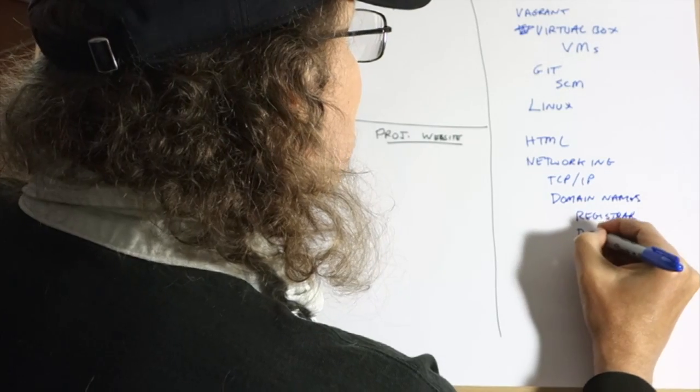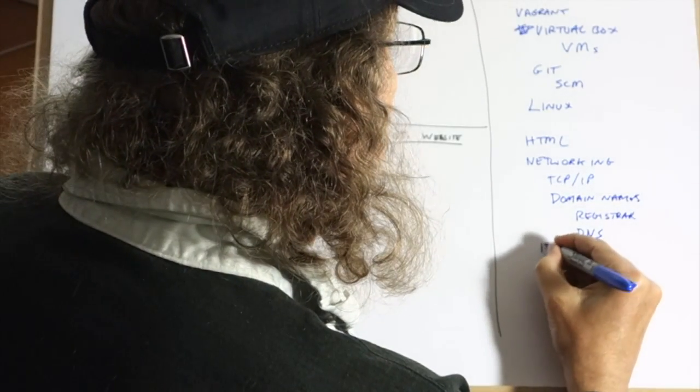We've also got the technical side of it. So we're going to talk about DNS, which is the domain name system. Okay, how does it work? How do we use it? How do we set it up? Now, the other thing we're going to need for our website is a host. So we're going to have to talk about hosting.